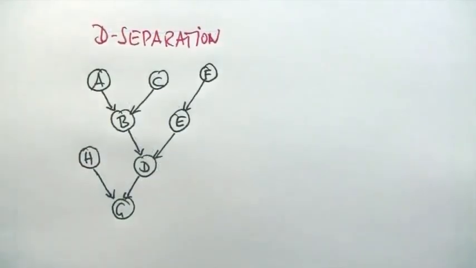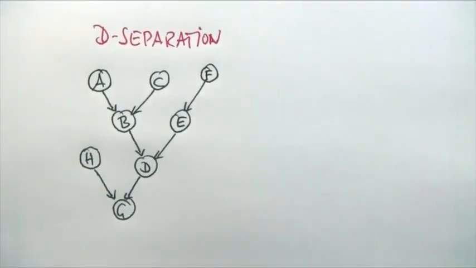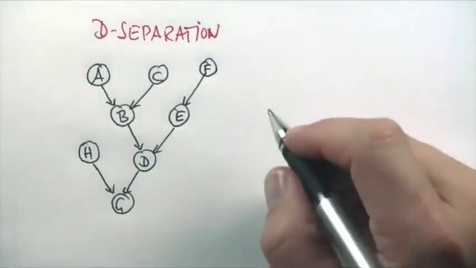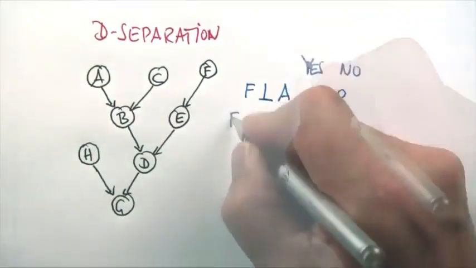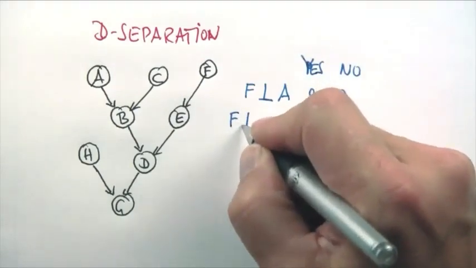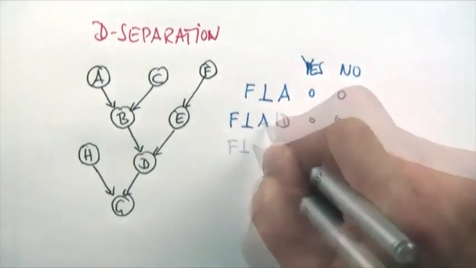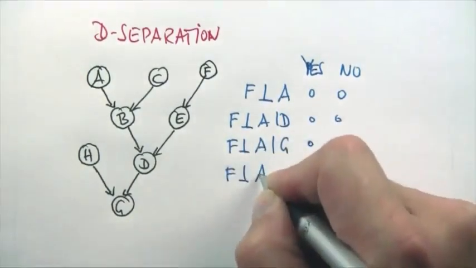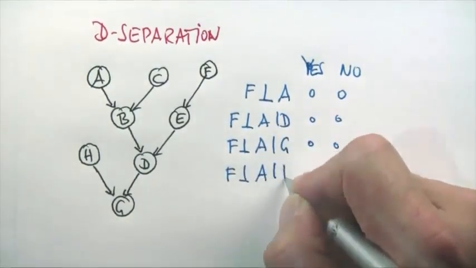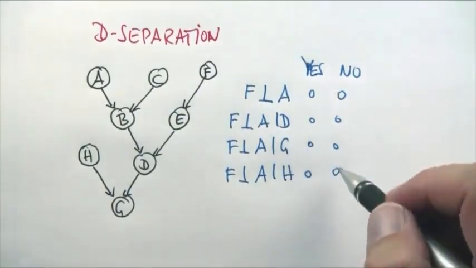So let me ask you for this relatively complicated Bayes network the following questions. Is F independent of A? Is F independent of A given D? Is F independent of A given G? And is F independent of A given H? Please mark your answers as you see fit.